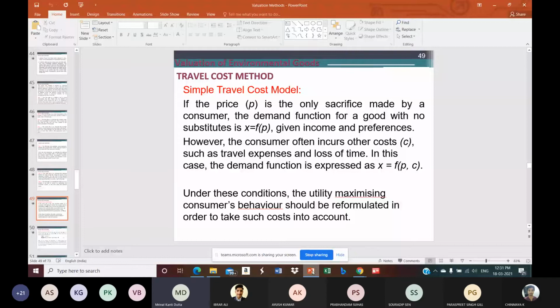or the demand will be represented through the utility function. And thus, normally we assume rationality in consumers' behavior, whereby every consumer tries to maximize his or her own individual satisfaction from the utility function. So in that case, we assume that the utility maximizing consumers' behavior should be reformulated by taking into account the cost part. So the function will be something like this.